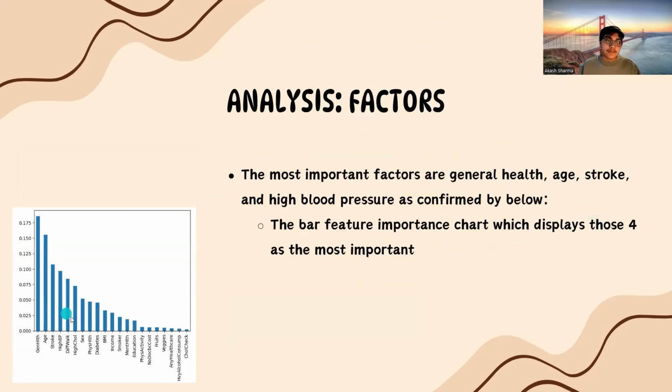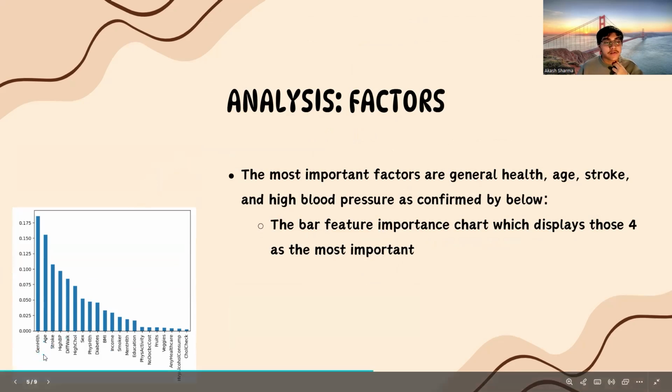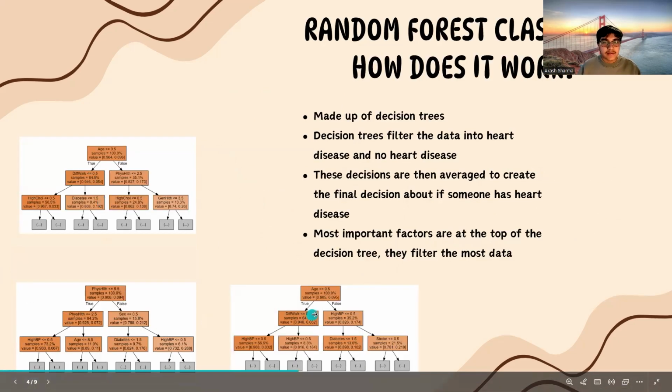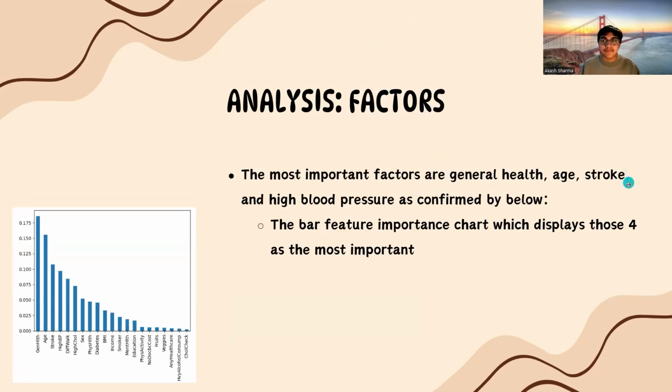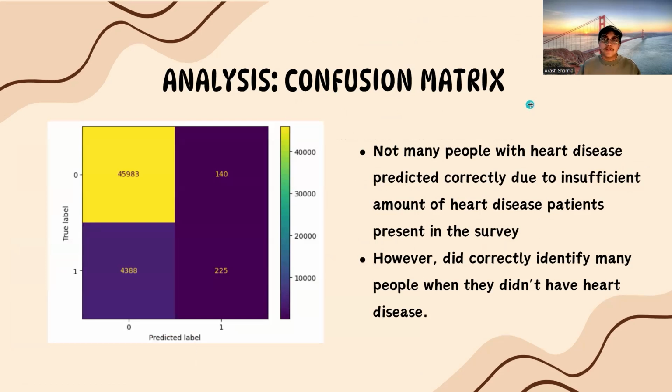This is a bar feature importance chart. It tells you what are the most important factors in determining if someone has heart disease. As you can see here, the most important factors are general health, age, stroke, and high blood pressure. Now you may be thinking, why didn't I see general health as being the top attribute in these? Well, that's because these are 3 decision trees, and the best amount of decision trees are 469. These are just 3 randomly printed decision trees to help you gain an idea of what goes on behind the scenes. Now this is a confusion matrix.